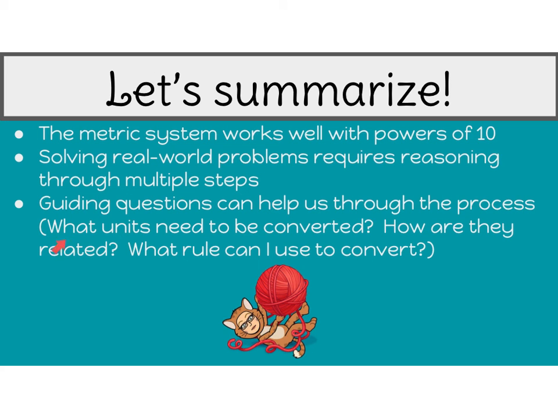For example, what units need to be converted? So again, making sure that we're paying attention to those units. How are they related? And what rule can I use to convert them? So it might be the rule of dividing by 1,000, or it might be multiplying by 1,000. It might be multiplying by 100. It just depends on the relationship for the units that you are converting. So metric system works well with base 10 and powers of 10. So just remember that and think about which way those decimal points are going to move.